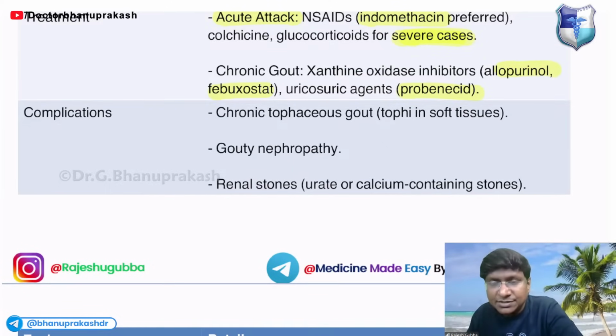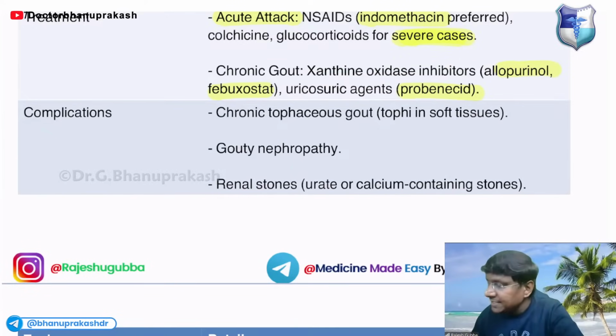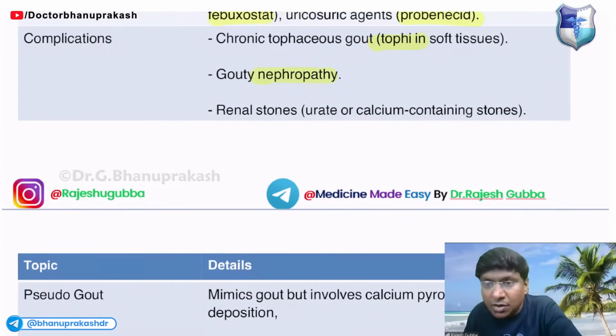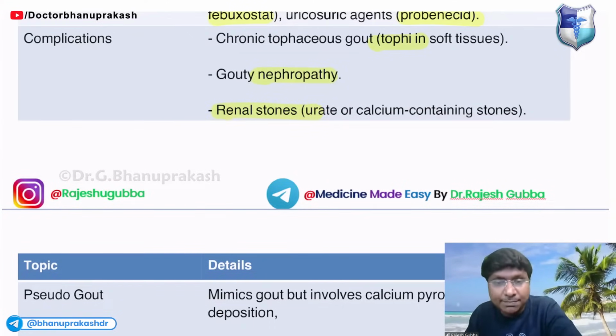And what is a complication? This uric acid can accumulate within the soft tissue in the form of tophi. It can accumulate within the kidney in the form of gouty nephropathy. And the uric acid can accumulate in the form of renal stones. So these are the complications.